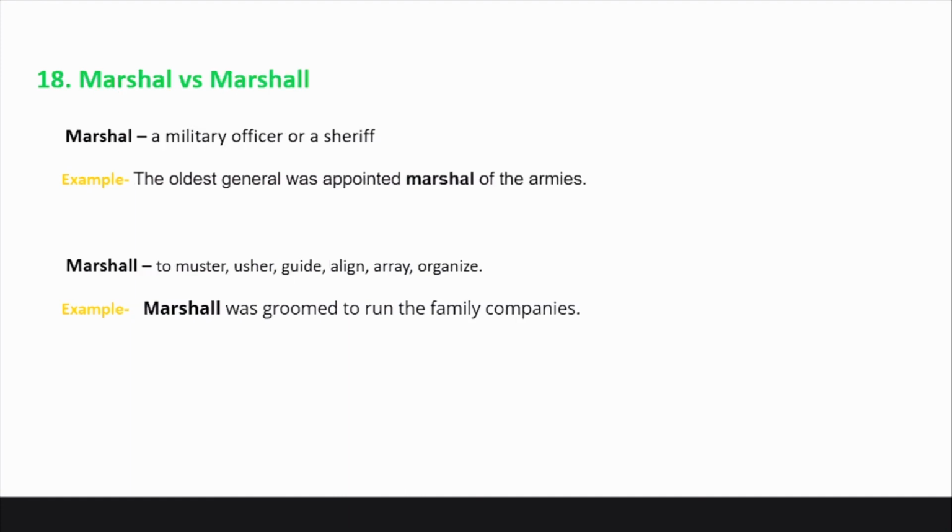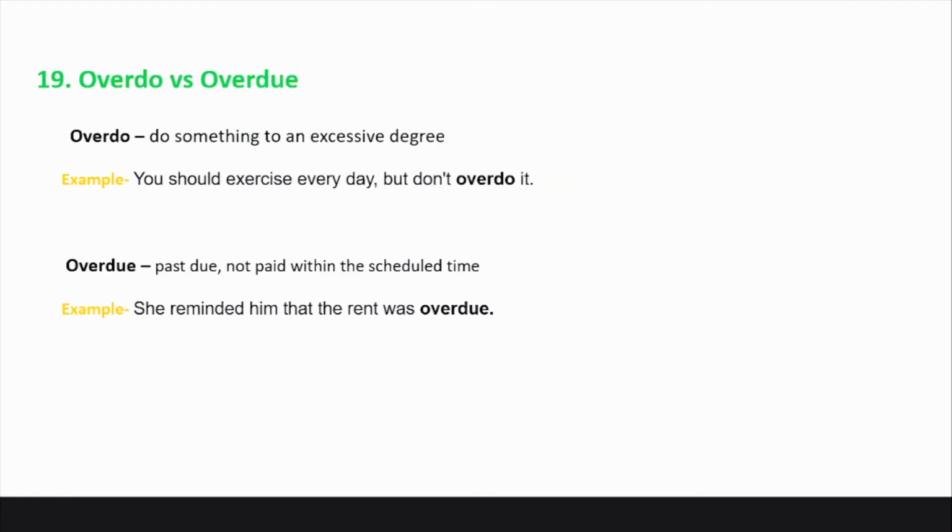Let's look at an 18th pair, marshal and marshal. Marshal, meaning a military officer or a sheriff. Let's look at the example. The oldest general was appointed marshal of the armies. Marshal, meaning to muster, usher, guide, align, array or to organize. Let's look at the example. Marshal was doomed to run the family companies.